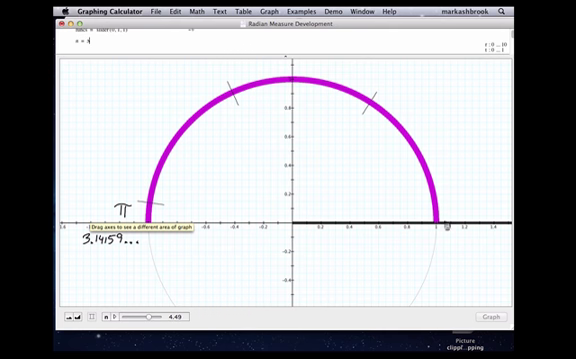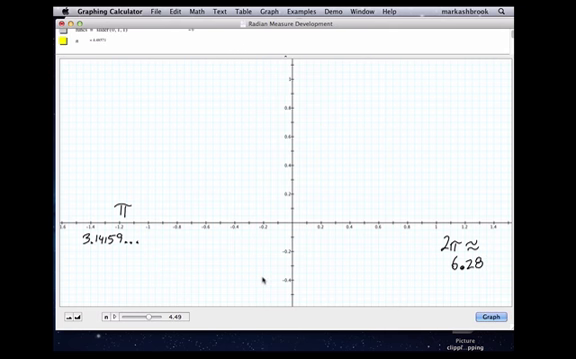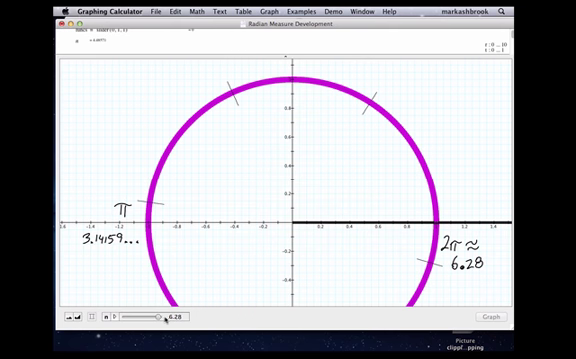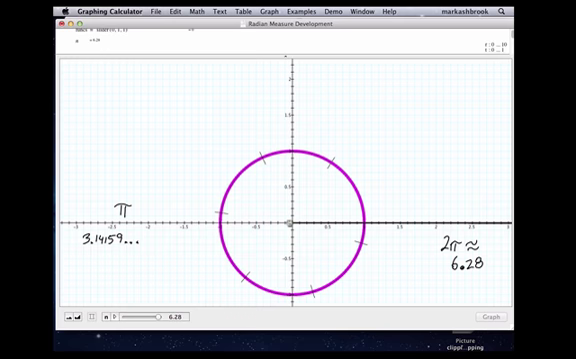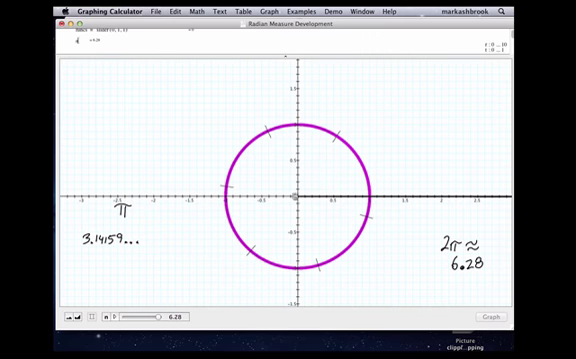So therefore, all the way around the circle would be 2 pi radians, and that's approximately equal to 6.28. So looking at our picture, does that feel correct? About 6.3 radius lengths to get all the way around the circle. All right, exactly, it's 2 pi.